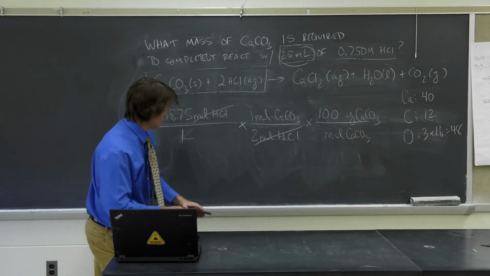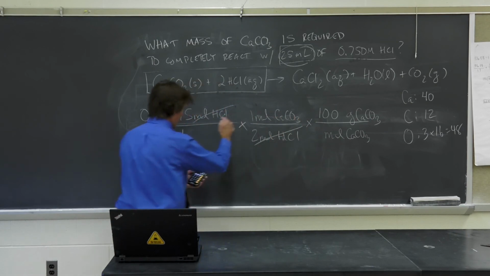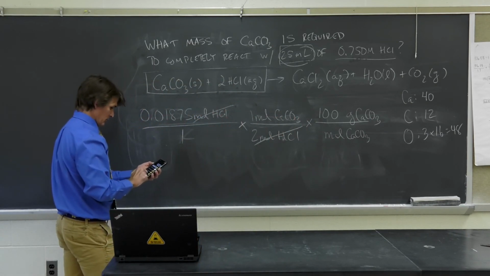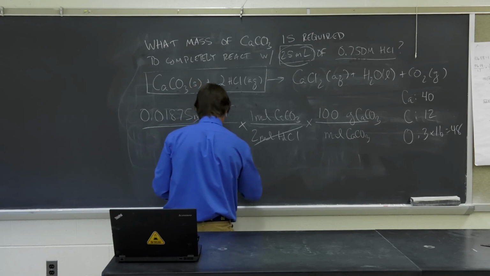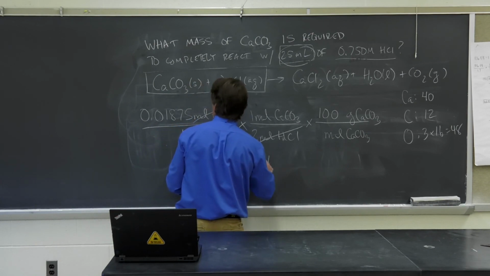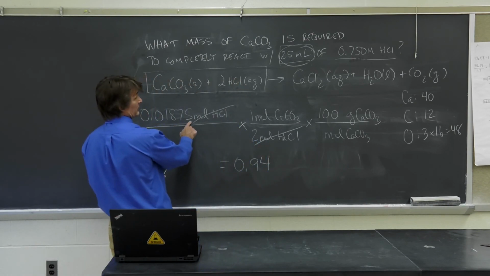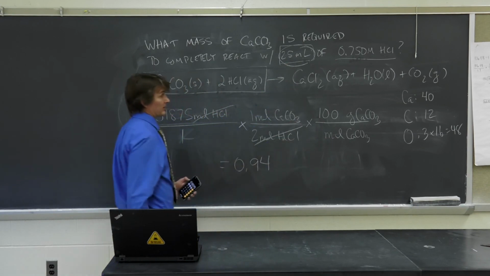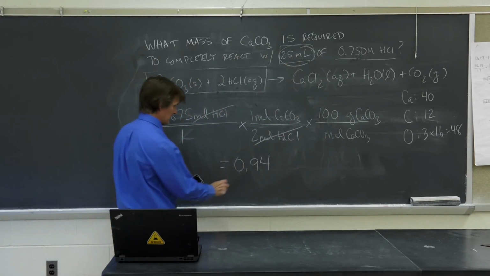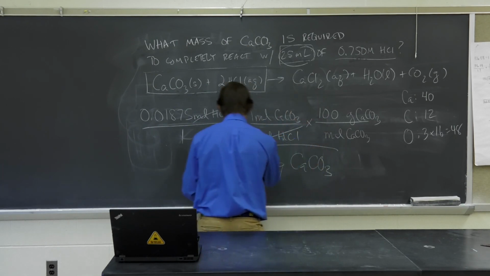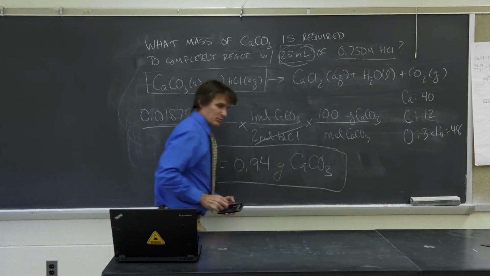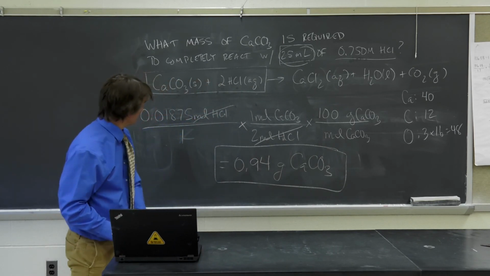So there we have it. 100, I'm going to ignore the ones, times 0.01875, and we'll divide that by 2. Almost a gram. 0.94. See, I got 4 significant figures here, but only 2 significant figures in my volume, so it's probably going to be about 0.94 grams of calcium carbonate to the appropriate number of significant figures.